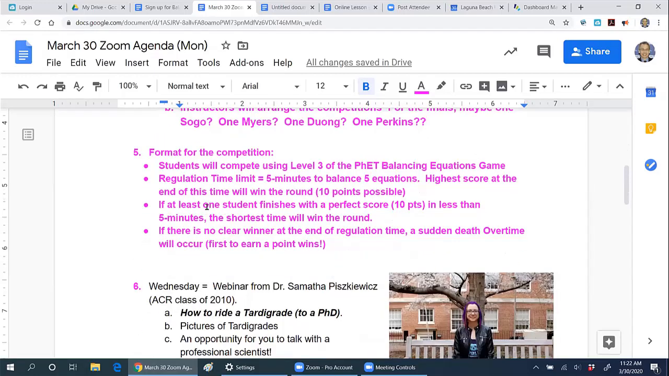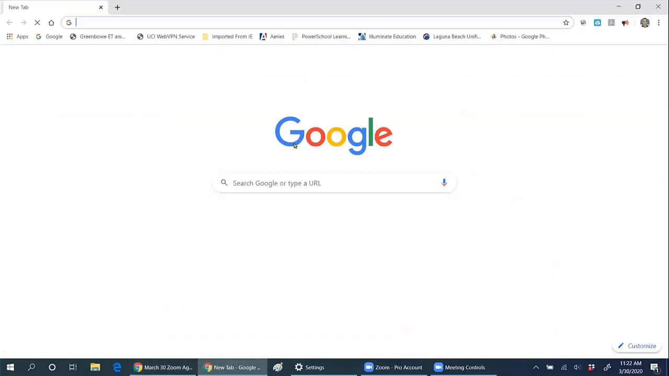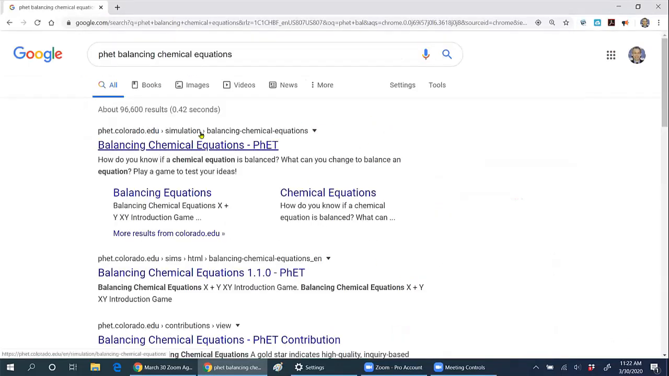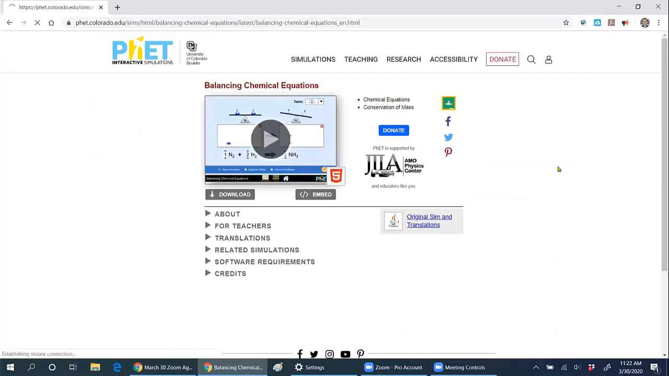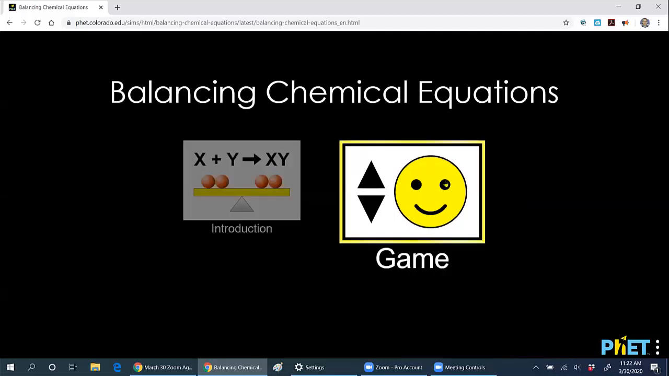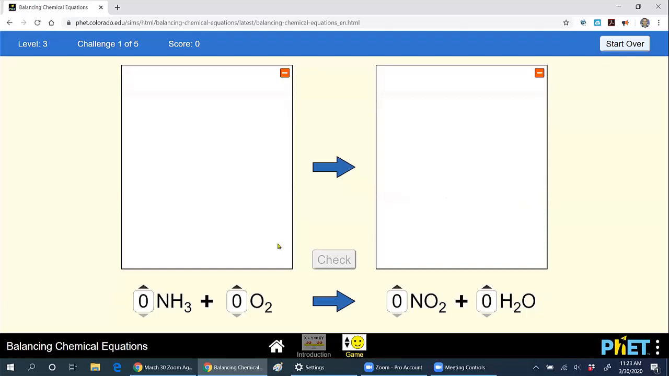All right, format for the competition. It's level three of the PhET balancing equations game. I'll remind you what that looks like if I can do that here. Shoot, I can. PhET. Balancing chemical equations. So a lot of you did this last week and you submitted your scores and it's beautiful. And it's going to be a nice challenge here. We'll play the game and we'll do level three, which is the challenging one.